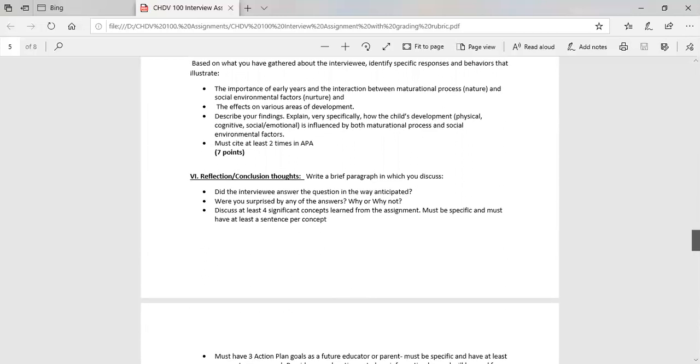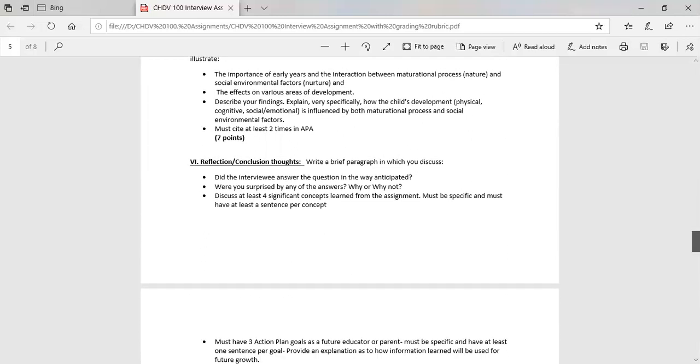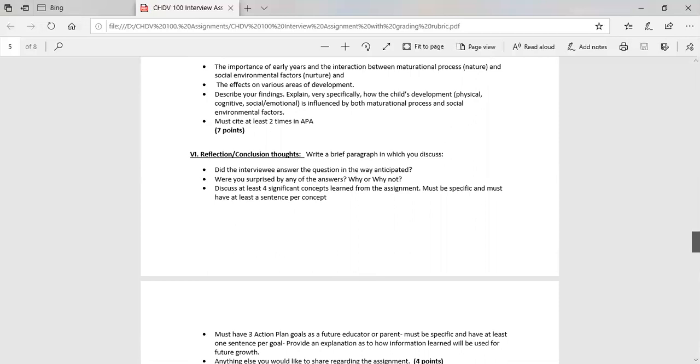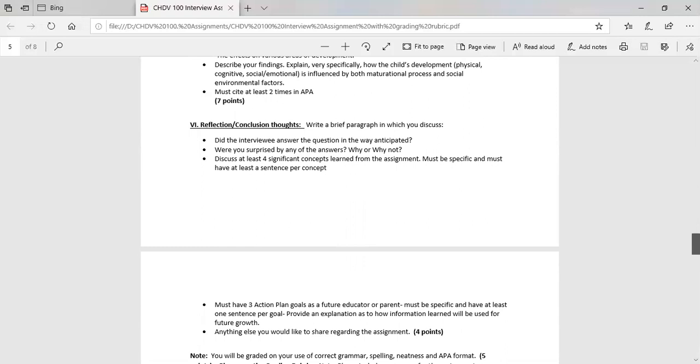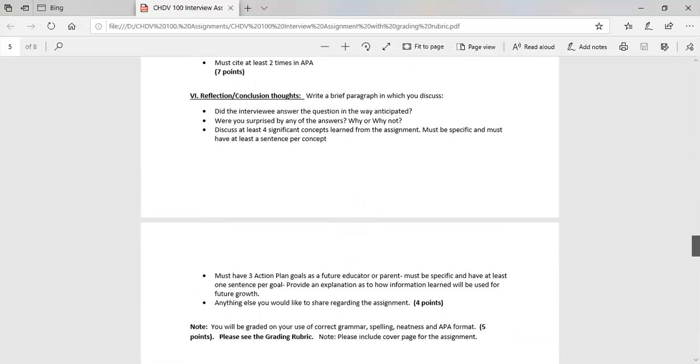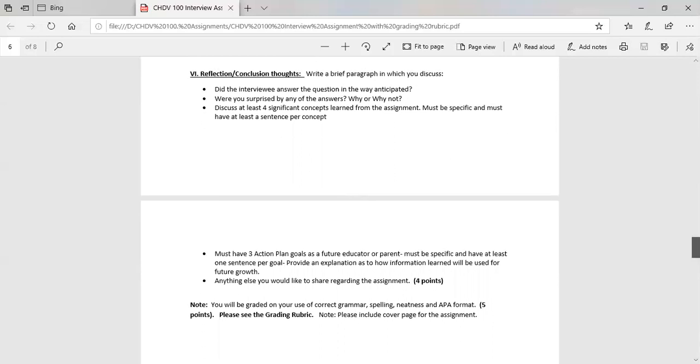You're also going to need to do the ending reflection conclusion part. So anything that you anticipated, anything that surprised you, why or why not? And then those 4 concepts again, which are going to be specific. You need to have at least a sentence per concept. You need to really explain those. Then you're also going to have your action plan. So, as a future educator or a parent, they need to be specific and you at least have to have one sentence per goal. So, you need to explain these all.